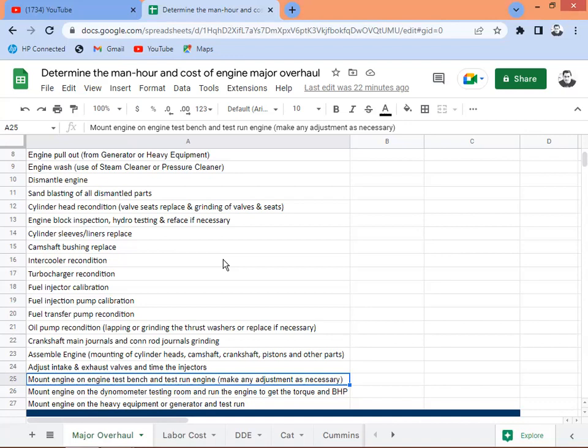If not, then there is a problem with the engine, or maybe you need to make adjustments again to the injection system, the fuel supply system, or something else. There may be some problems if the engine does not have the brake horsepower.